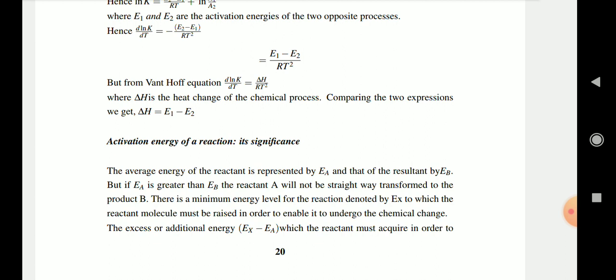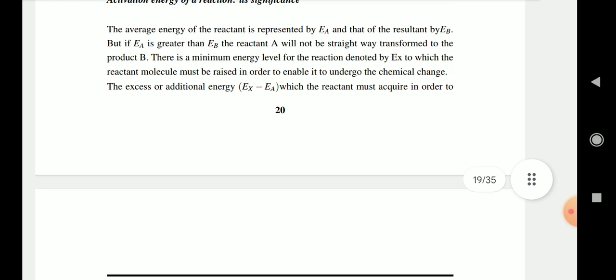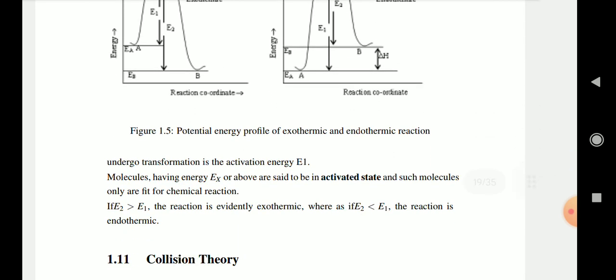The excess or additional energy EX − EA, which the reactant must acquire in order to undergo transformation, is the activation energy E1. Molecules having energy EX or above are said to be in the activated state, and only such molecules are fit for chemical reaction. If E2 is greater than E1, the reaction is evidently exothermic, whereas if E2 is smaller than E1, the reaction is endothermic.